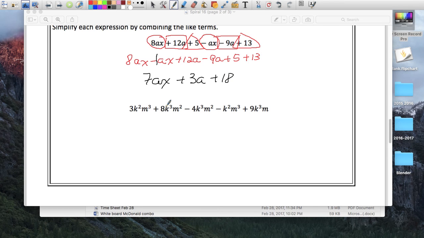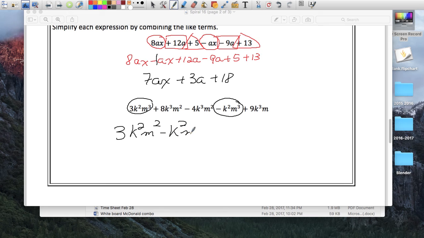Okay. So at the bottom here is the same thing, except that your lovely teacher wants to make your eyes hurt by looking at all these variables with different exponents, but it's the same thing. So let's look for anything that says K2M3. I'm going to circle that. I'm looking for K2M3, and I found one right here, and it's a minus sign. So let's move those and put them together. So it's 3K2M3 minus K2M3.